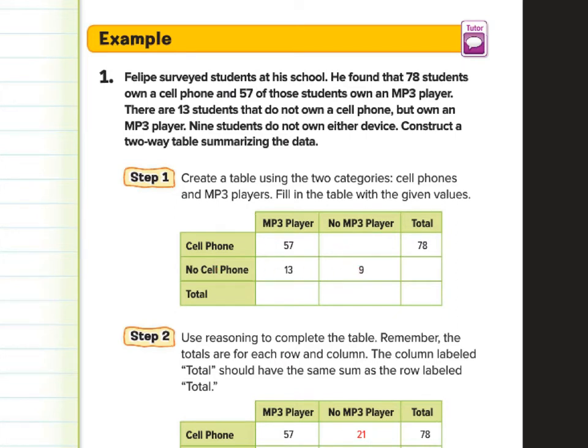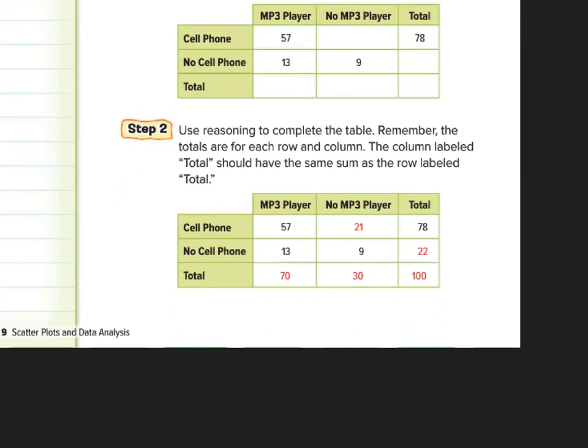Once we organize our data, we jump down to step 2. And in step 2, okay, we start to fill in with rationality. Use reason to complete the table. Remember, the totals are for each row and column. The column labeled total should have the same sum as the row labeled total. Okay, so columns go down and rows go across.